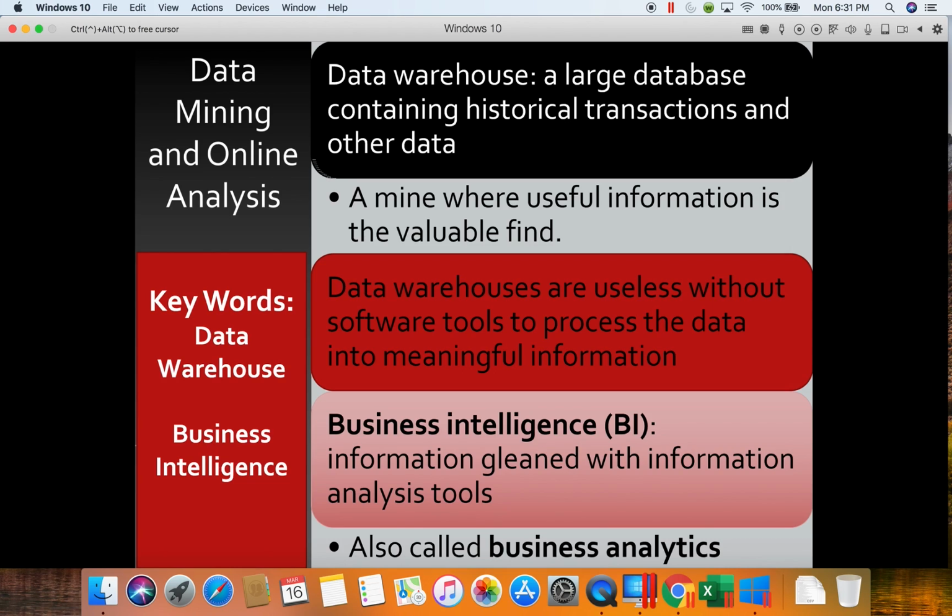Now, business intelligence is the meaningful information that is gotten from the data warehouses. So organizations must use software tools to process the data from these data warehouses into useful information. Because executives can obtain significantly more information about their customers and suppliers and other organizations, they like to call this information business intelligence. This is the meaningful information that businesses are getting, and it is also sometimes called business analytics.